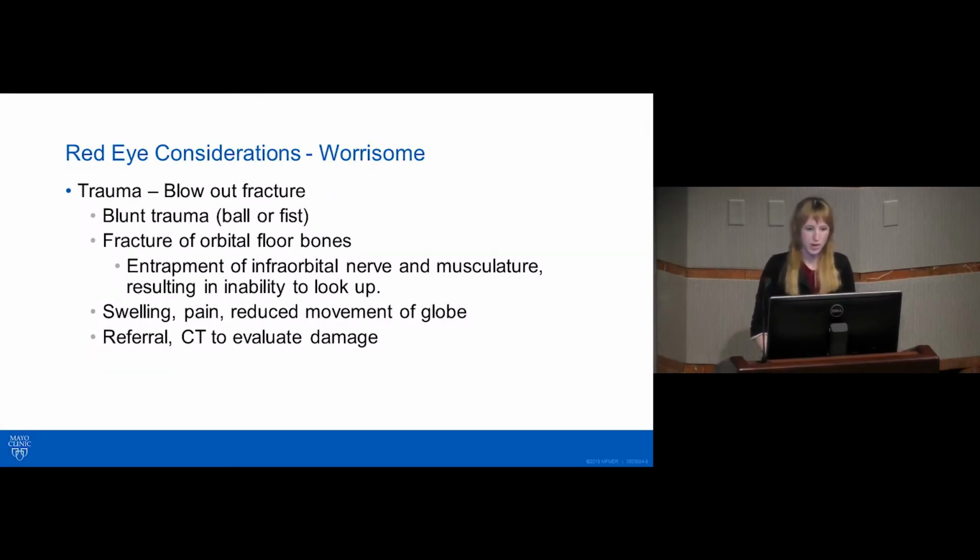Next up is a blowout fracture. So this is a fracture of the orbital floor, which includes the maxillary, palatine, and zygomatic bones. This is typically from a blunt force trauma such as a ball or a fist. This can result in entrapment of the infraorbital nerve, which will result in paresthesia of the gums, upper lip, and cheeks. It can also result in entrapment of the inferior rectus muscle, so patients won't be able to lift their eye up on exam.